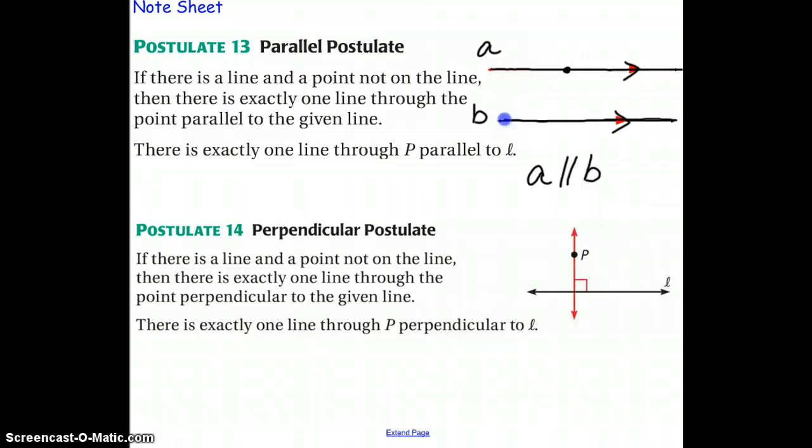We also have a perpendicular postulate, which says something that's very similar. If I have a line and a point that's not on my line, there is one and only one line that I can draw that's going to be perpendicular to the given line. Okay, and again, we use our perpendicular symbol.